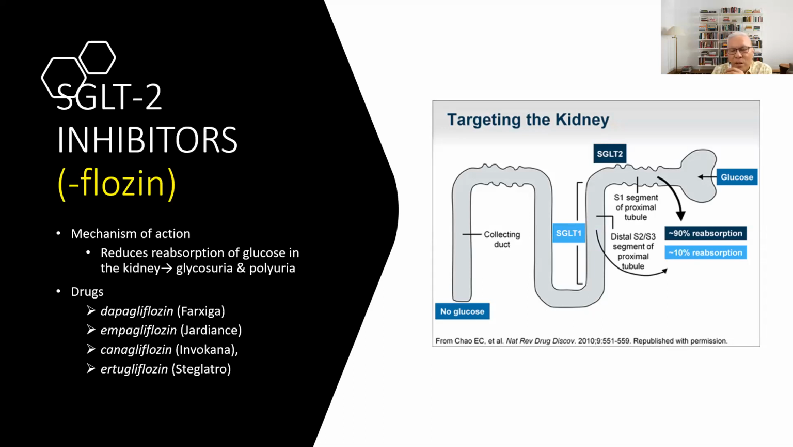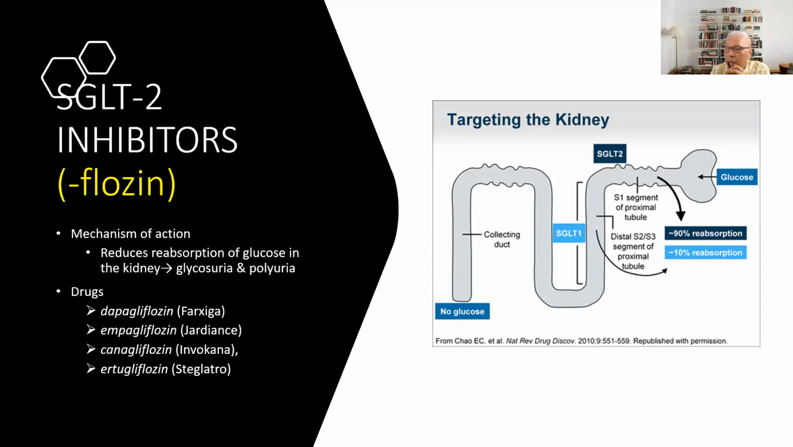So these drugs end with flozin. Flow, if you remember flow, like urine flow. So these drugs include your dapagliflozin, empagliflozin, or Jardiance, which is a very common one, canagliflozin, and ertugliflozin. So of all these, Jardiance, or empagliflozin, is the one that's much more common.